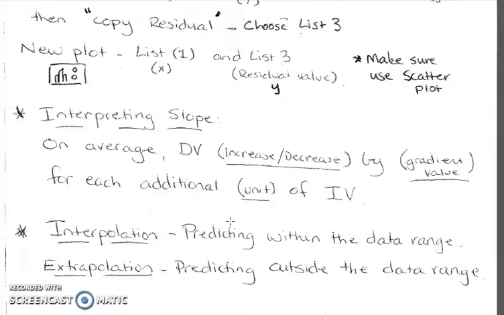So if a question's asking, is this data reliable? Make sure you use the words interpolation and extrapolation. The VCAA assessors are looking for you using those two words. So if something's asking, is this a reliable prediction? Make sure you use extrapolation and interpolation.